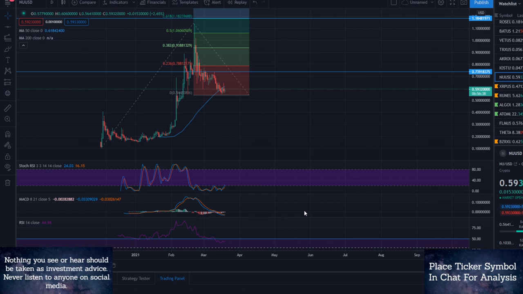No FOMO, no panic selling. Make sure you always have at least 2 justifications or valid reasons as to why you are entering or exiting any position.